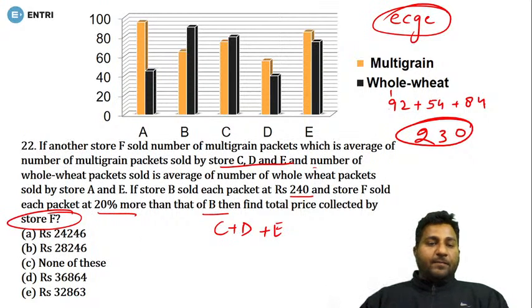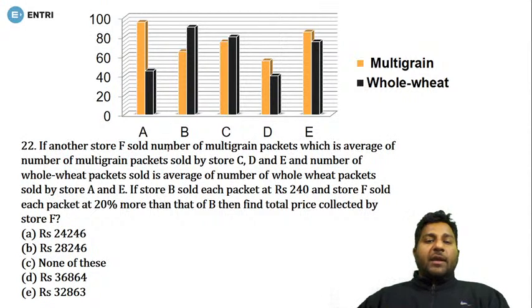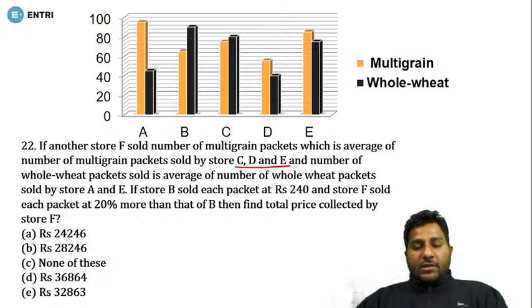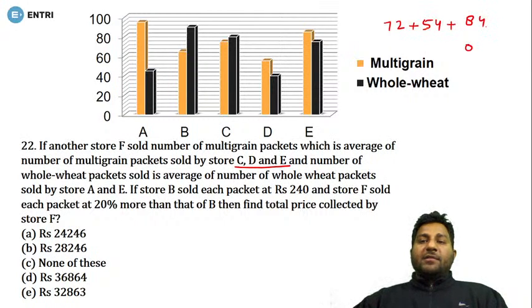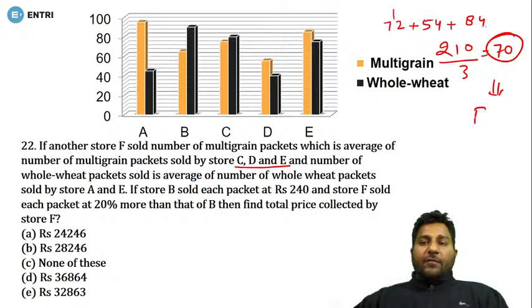Yes, Sharath, let me have a look at that. Yes, absolutely correct. If another store F sold multigrain packets which is the average of the number of multigrain packets sold by stores C, D, E, then look at this. CDE will have 72 plus 54 plus 84. Let's add this: 4, 4, 8 and 0; 8, 8, 16, 16. Divide by 3, that means 70. So multigrain for F will be 70.